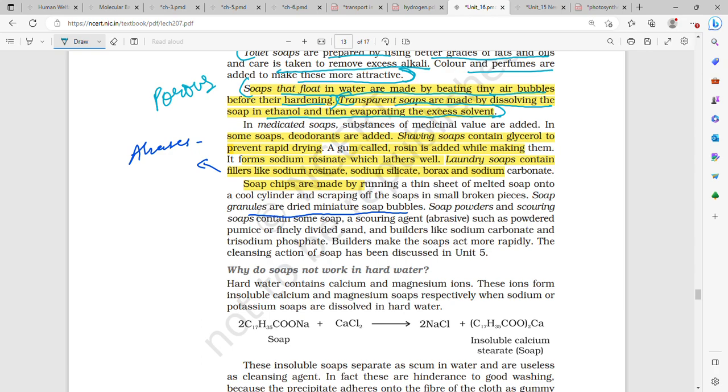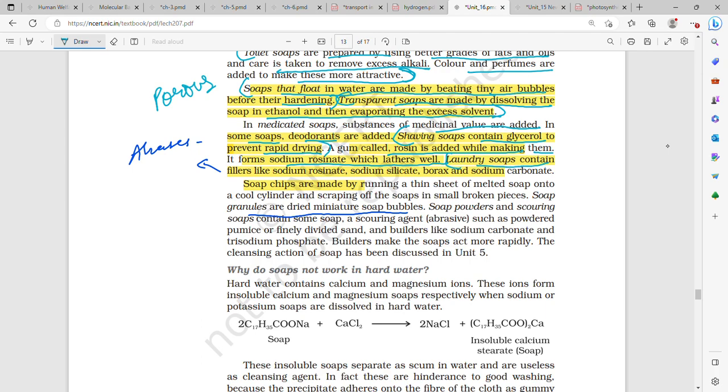Soaps that float in water are made by beating tiny air bubbles before their hardening. Then transparent soaps are made by dissolving the soap in ethanol and then evaporating the excess solvent. Medicated soaps: substances of medicinal value are added in some soaps. Deodorants are added. Shaving soaps contain glycerol to prevent rapid drying. A gum called rosin is added while making them. Then it forms sodium rosinate, which lathers very well.